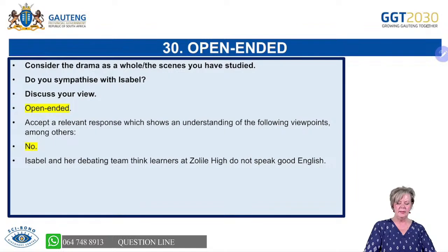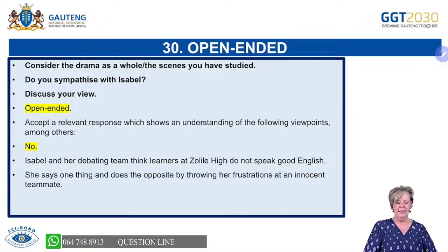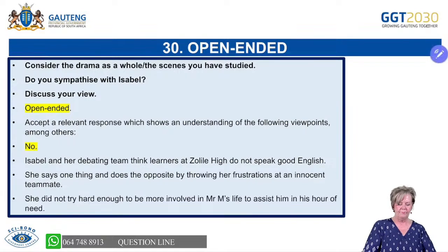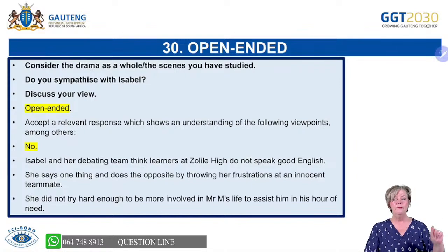Isabel and her debating team think learners at Xolile High do not speak good English. You could also say she says one thing and does the opposite by throwing her frustrations at an innocent teammate. She did not try hard enough to be more involved in Mr. M's life to assist him in his hour of need. So you can give a yes and a no. Just remember, you do not get credited for yes or no, only the discussion of your view.